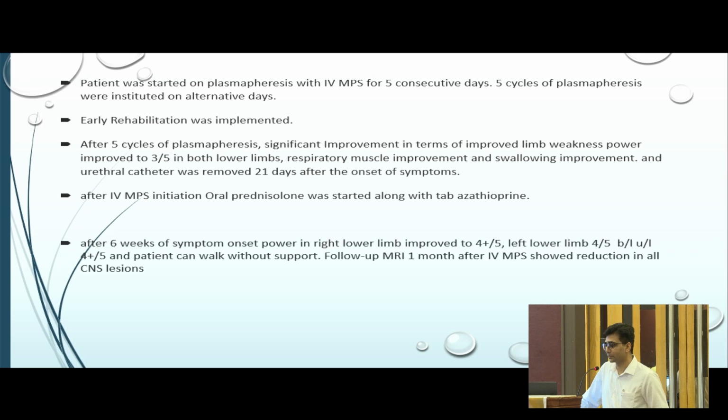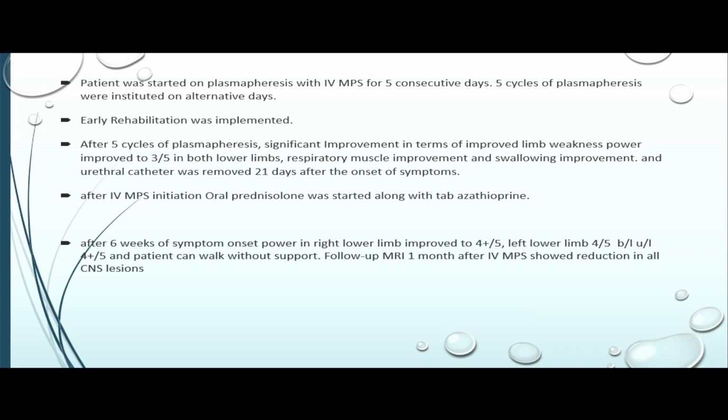Early rehabilitation was implemented. After the 5 cycles of plasmapheresis, significant improvement was found in the weakness of both lower limbs. Power improved to 3/5, with improvement in respiratory muscles as well as swallowing. Also, the urethral catheter was removed 21 days after the onset of symptoms.